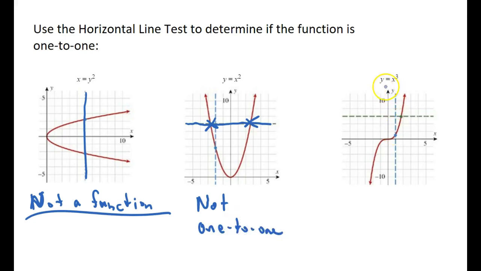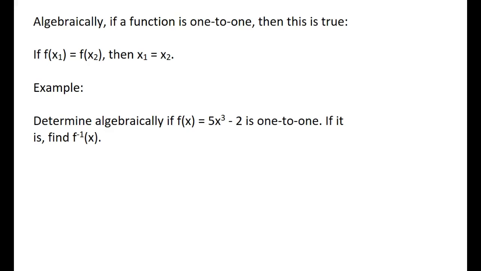Okay, now this one, y equals x cubed. This passes the vertical line test. No matter where we hit it with a vertical line, it hits it in one place, and it also passes a horizontal line test. A horizontal line will only cross this graph in one place. So this is one-to-one.